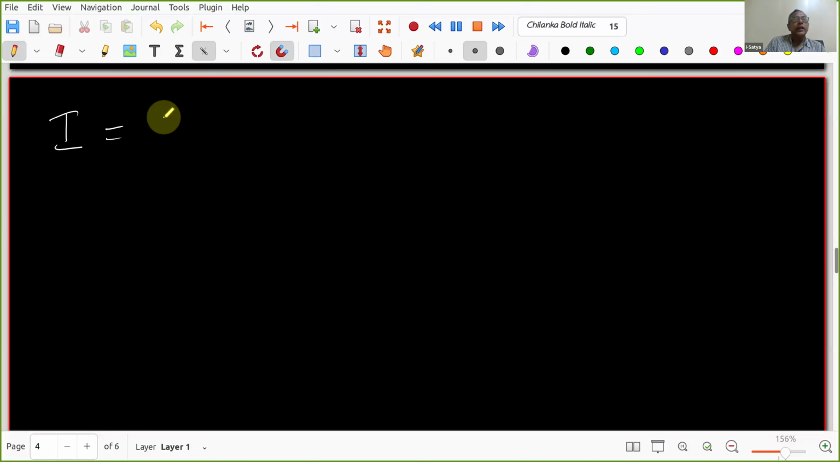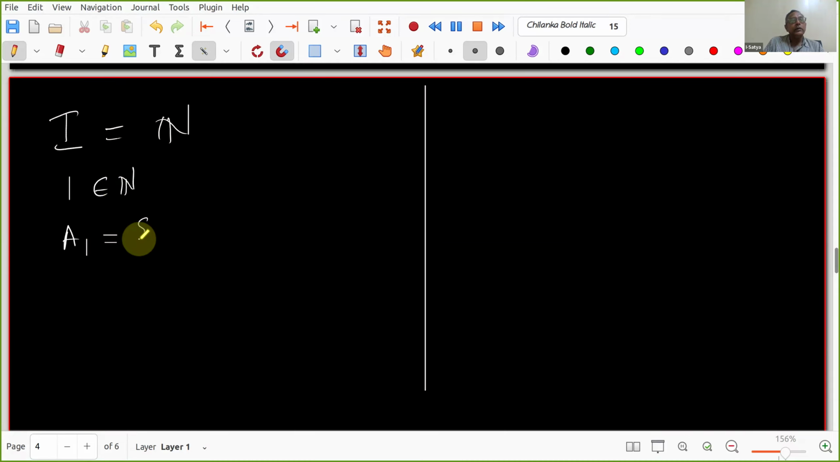So my indexing set is natural numbers. Now I'm constructing sets from each natural number. 1 belongs to N. I'm constructing A1 is equal to singleton 1. This is a subset of which set? Think about A2, 1 comma 2. It is a subset of which set? Think about A3.